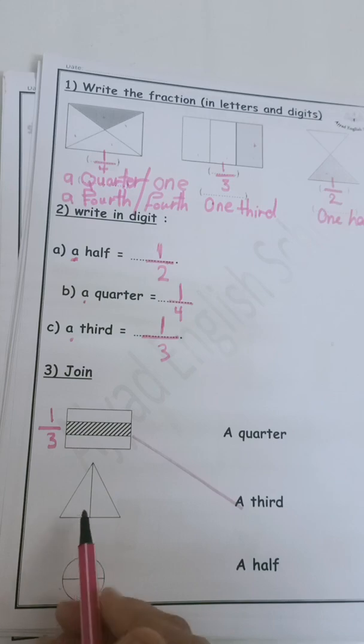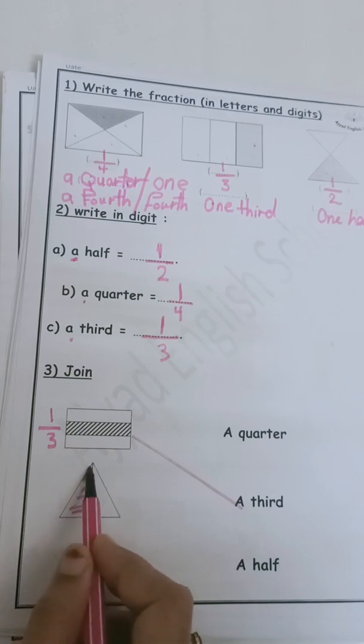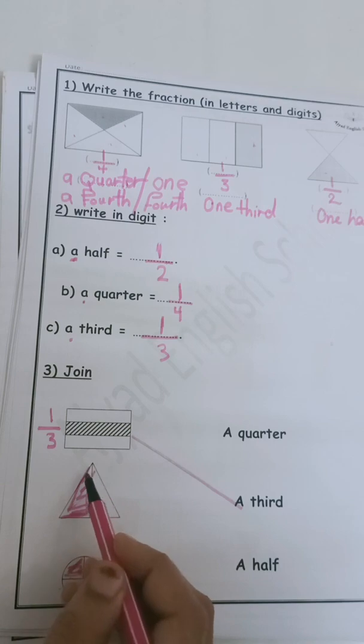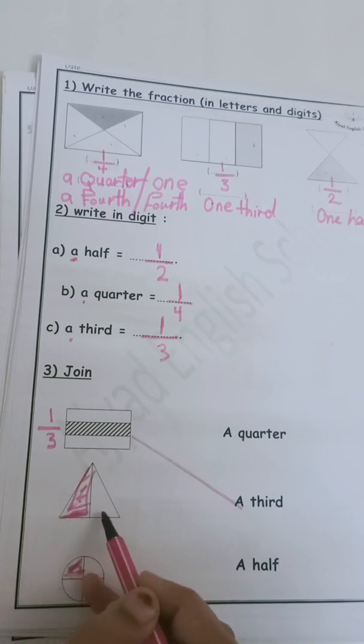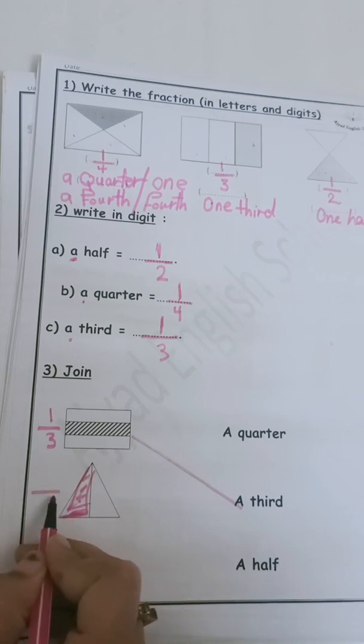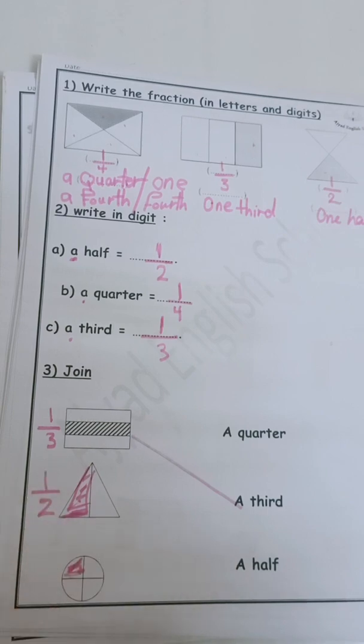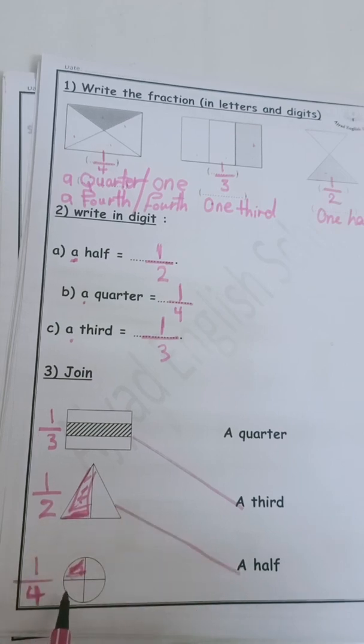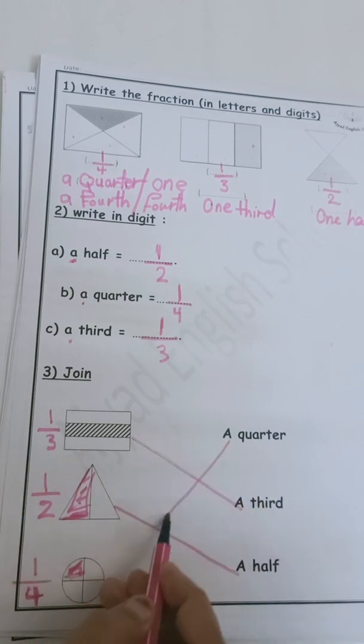Means we have here what? We have here 1 colored part and all parts equal to 2. We have here 1 colored part and equal parts, all parts equal 4. This is a half, and this is a quarter or a fourth.